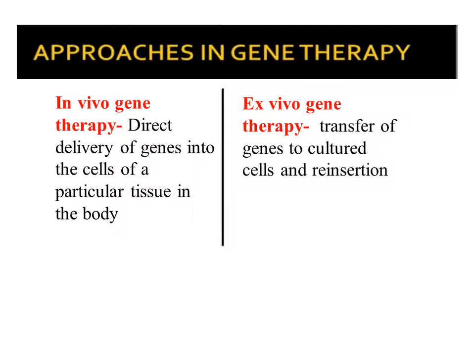On the basis of application, there are two types of gene therapy: in vivo gene therapy and ex vivo gene therapy. In in vivo gene therapy, genes are directly transferred into the cells of a particular tissue in the body, while in ex vivo gene therapy, firstly cells are isolated from the body and these cells are cultured in vitro. Genes are inserted into the in vitro cultured cells, and then selected cells are reinserted into the particular tissue or particular organ of the body.